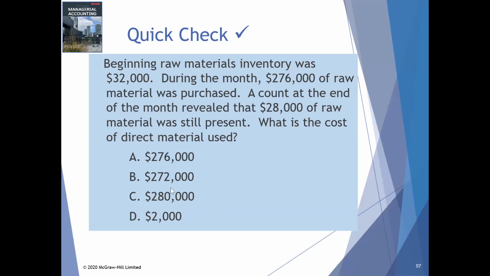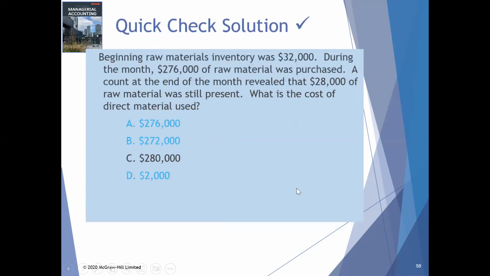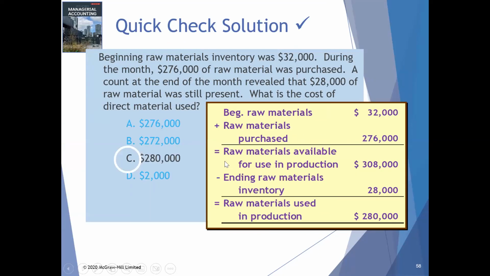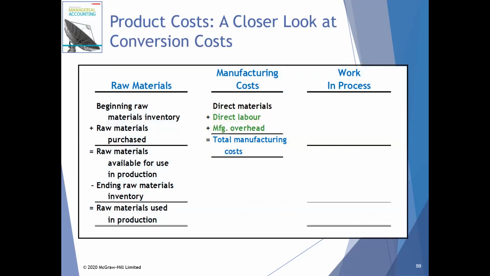So here there are four options, and one option is correct. You will see that the option is 280,000, right? So how do we calculate this one? Beginning of the raw material, add purchase, minus closing stock is equal to 280,000 raw material used in the production. That is known as direct material. Now, direct material we have here, plus direct labor, plus manufacturing overhead. That will be the total manufacturing cost. Total manufacturing cost. So we will now calculate the cost of goods manufactured next.